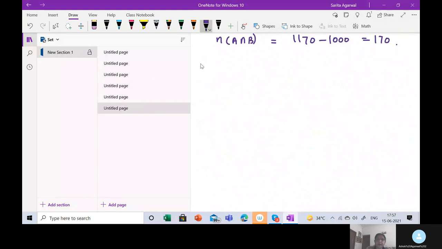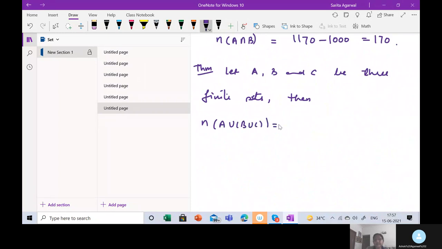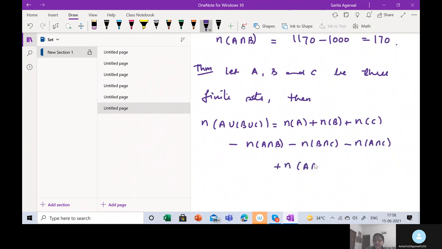Now we are coming to another theorem, which we can derive from the previous theorem. Let A, B, and C be three finite sets. Then the number of elements in A union B union C is the number of elements in A plus the number of elements in B plus the number of elements in C, minus the number of elements in A intersection B, minus the number of elements in B intersection C, minus the number of elements in A intersection C, plus the number of elements in A intersection B intersection C. Or we can say A intersection B intersection C, because intersection is associative.